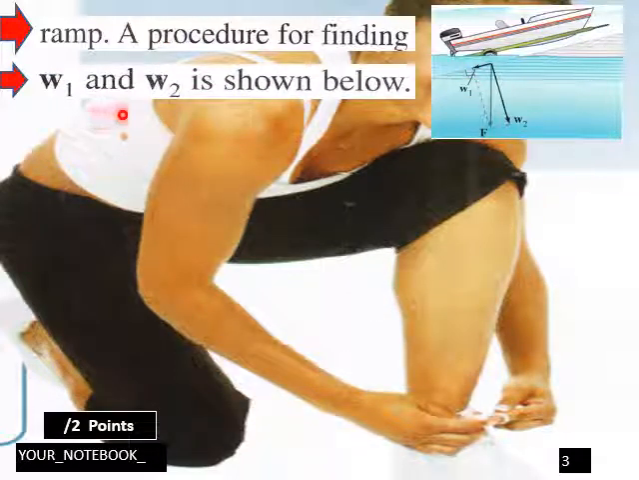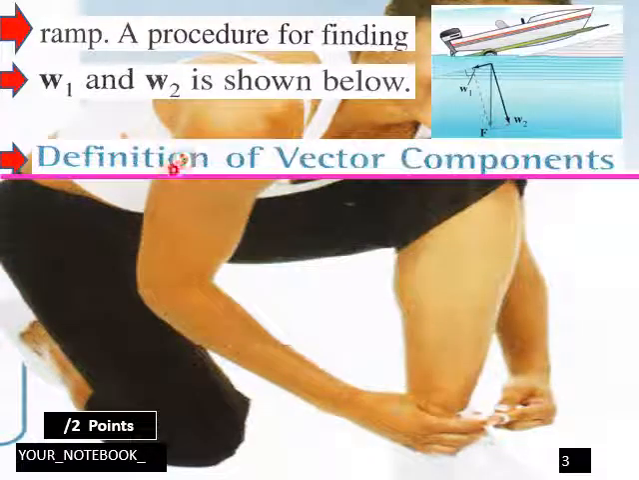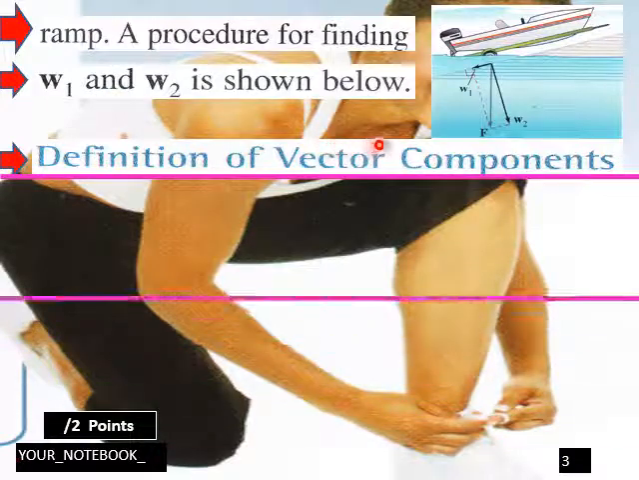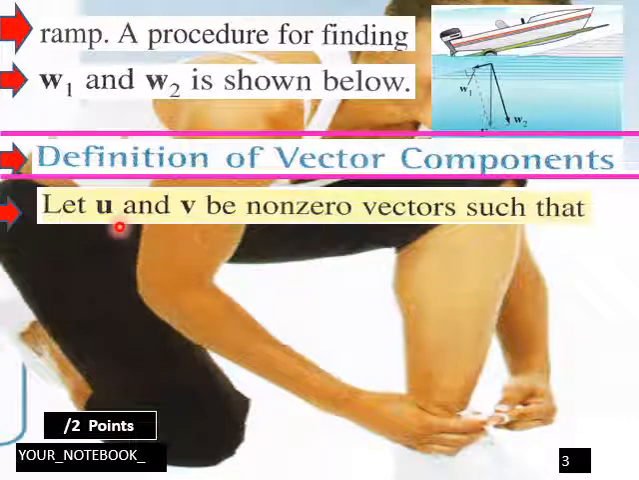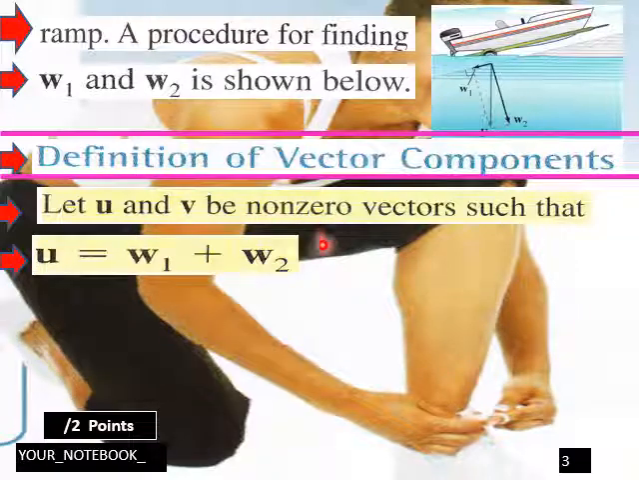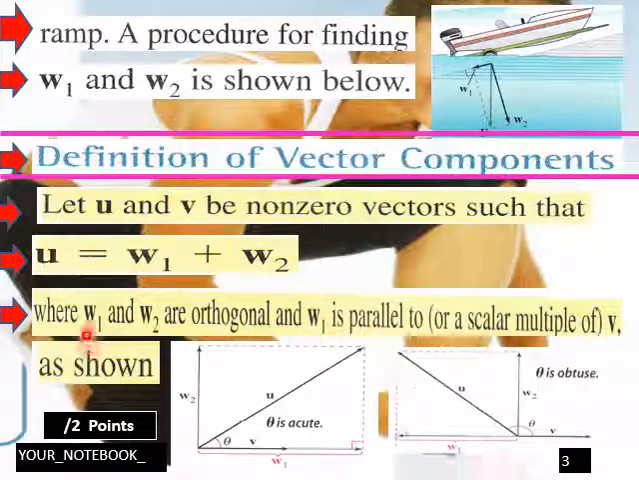A procedure for finding W1 and W2 is shown below. And we'll get into the definition of vector components. So we've kind of described vector components here, W1 and W2. Let U and V be non-zero vectors such that U equals W1 plus W2, where W1 and W2 are orthogonal, and W1 is parallel to, or a scalar multiple of, V as shown.